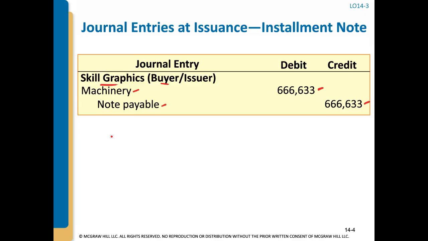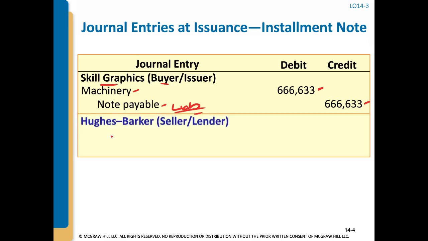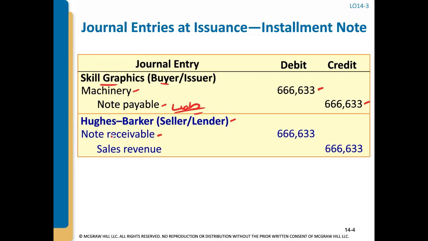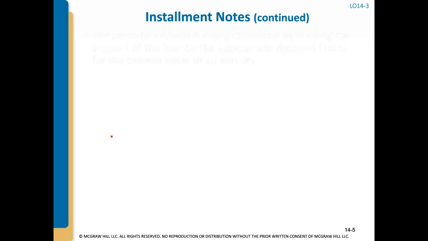It's going to be a liability on their books for that amount. Hughes Barker, who sold this label making machine, records a notes receivable for the same amount. They debit notes receivable, which is an asset to them, and they credit sales revenue for $666,000.